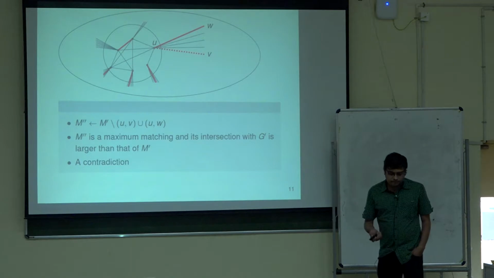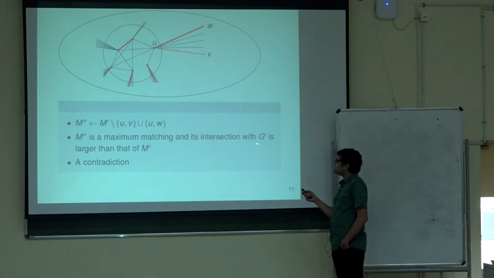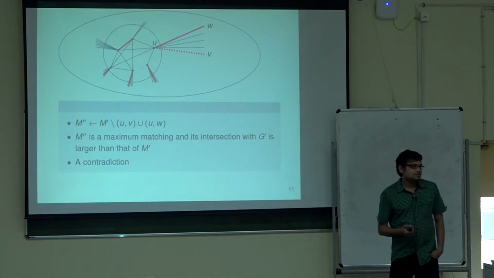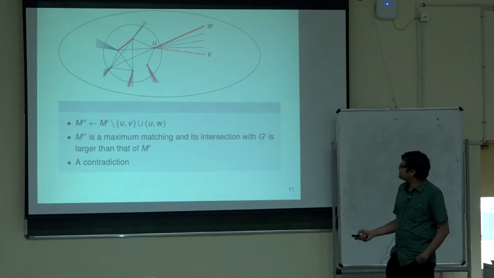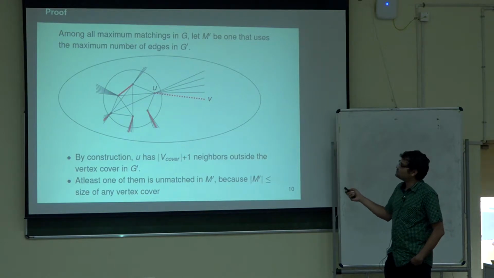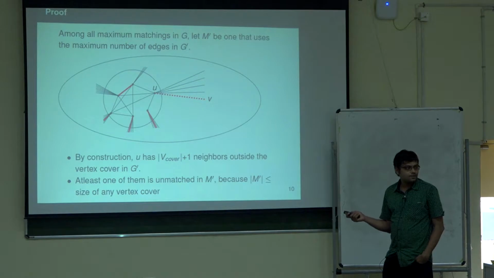But I claim that its intersection with the core graph G prime is larger than that of M prime. And this leads to a contradiction. Why a contradiction? Because remember I said among all the maximum matchings in G, let M prime be the one that uses the maximum number of edges of G prime. Okay?